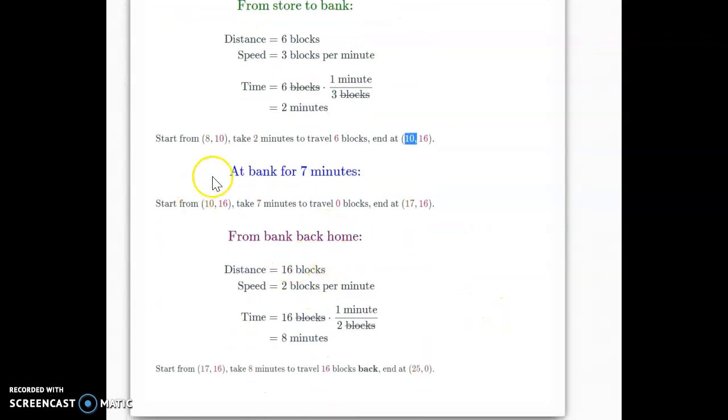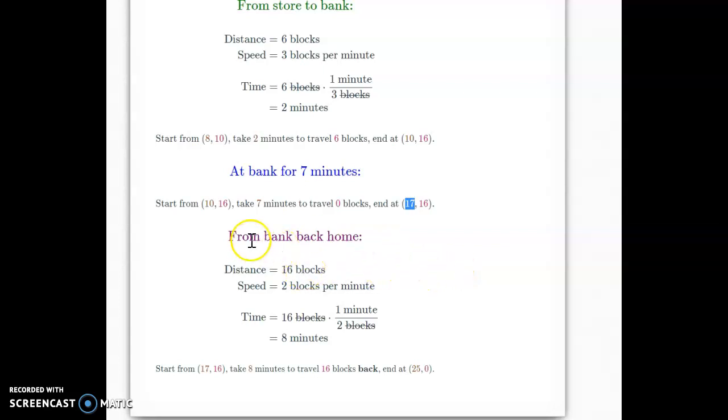To get from the bank, so we stayed at the bank for 7 minutes. So the minutes were the y value on your graph. So you could have specifically looked at coordinates to plot your points too. It takes 7 minutes. Location wasn't changing. Minutes was on the x-axis. We increased that by 7. So we got to 17. That's how we're getting those locations.